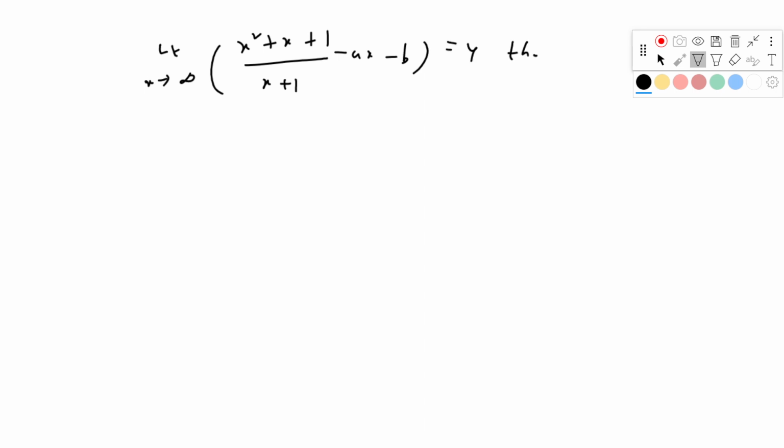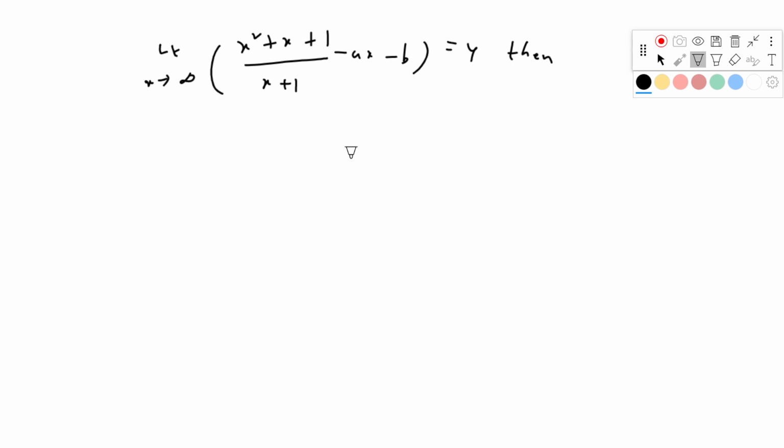Limit x tends to infinity of (x square plus x plus 1) over (x plus 1) minus ax minus b equal to 4. Then what is the value? First option, a equal to 1, b equal to 4. Second option, a equal to 1, b equal to minus 4. Third option, a equal to 2, b equal to minus 3. Fourth option, a equal to 2, b equal to 2. How can you do this question?